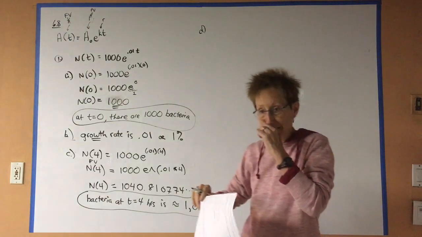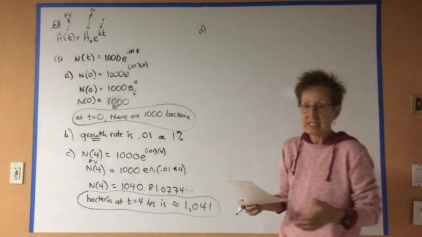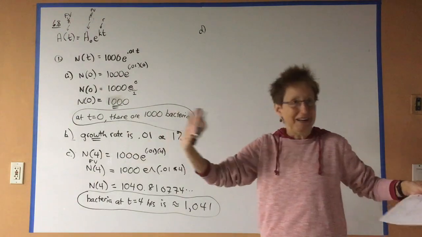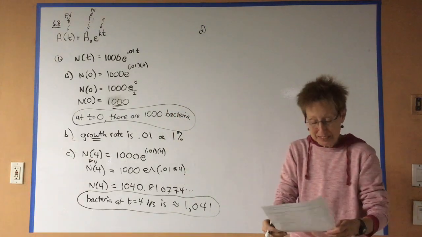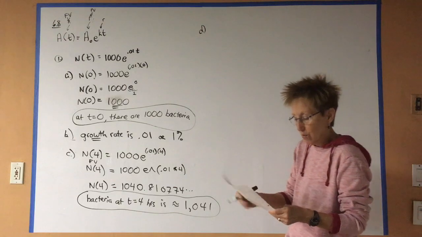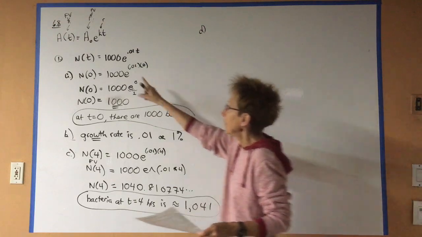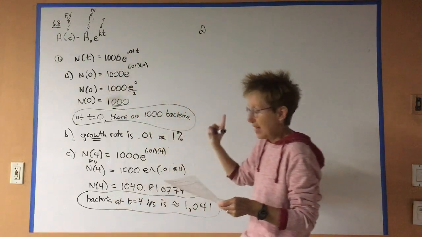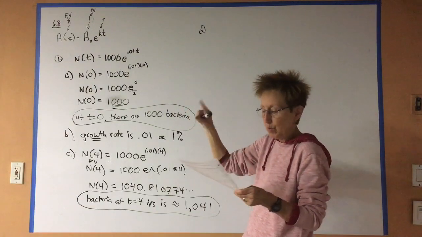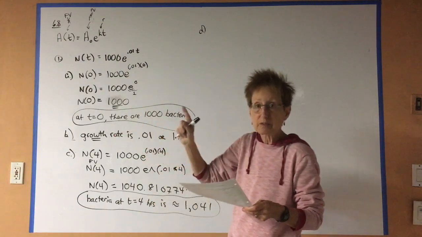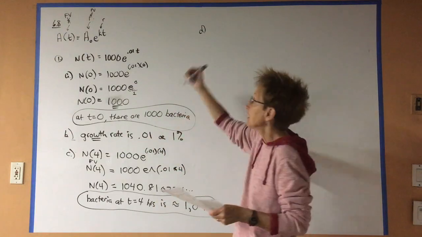Part D says, when will the number of bacteria reach 1,700? Maybe there's some study that says once it reaches 1,700, you're all doomed. But that seems to be the key number they want me to go figure out. When will it reach 1,700? So now, what have I been told about this equation? They want to know when, so we don't know the time this time, but what we do know is the future value. We want the future value to be 1,700.